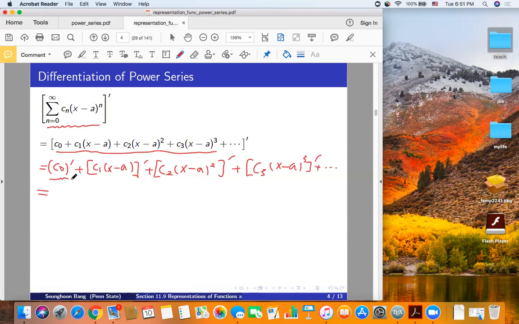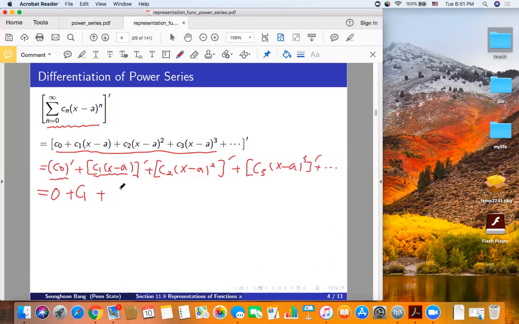Is it right, zero? The c0 prime is zero? Is it right? Yes, c0 is constant. Constant prime is zero. Plus c1 times (x minus a) prime, keep constant c1. (x minus a) prime is just 1.